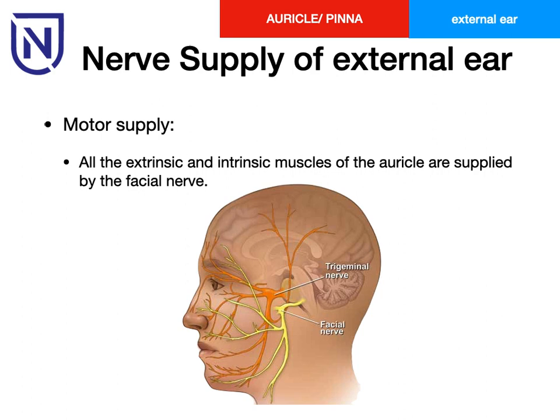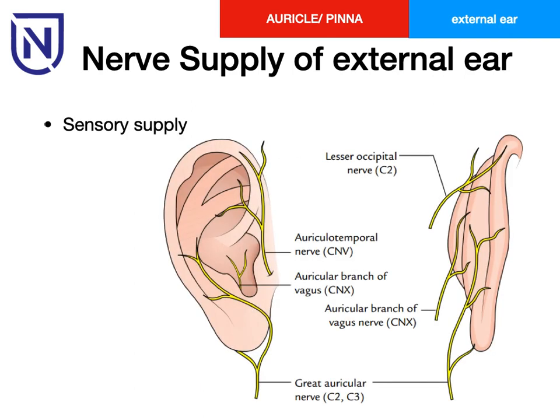Nerve supply of the external ear, the auricle or pinna. Motor supply: all the extrinsic and intrinsic muscles of the auricle are supplied by the facial nerve. Sensory nerve supply is by the auriculotemporal nerve, the auricular branch of the vagus nerve, and the great auricular nerve.